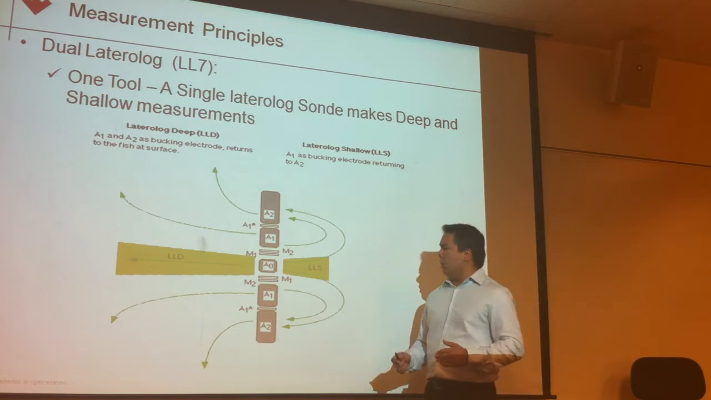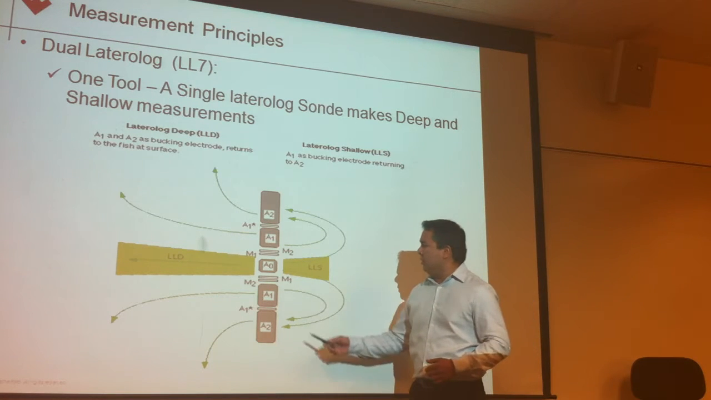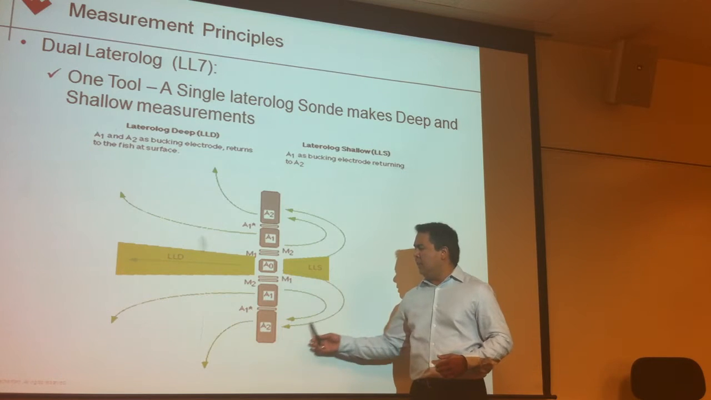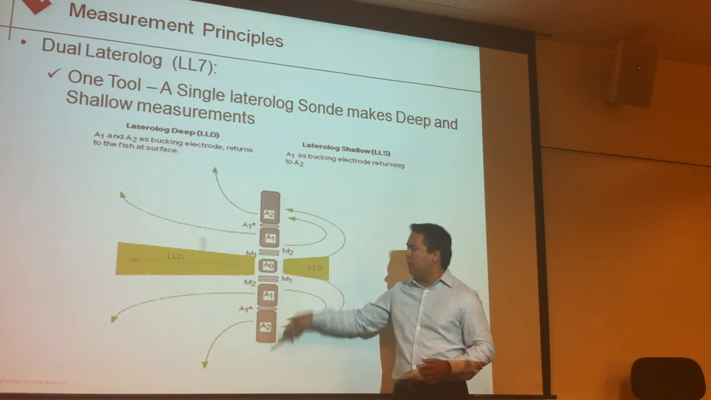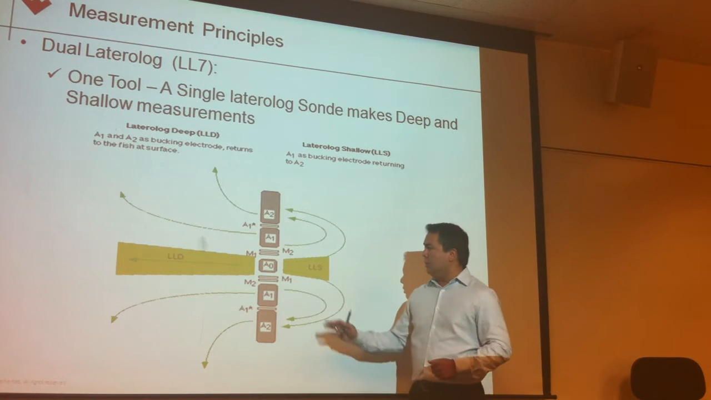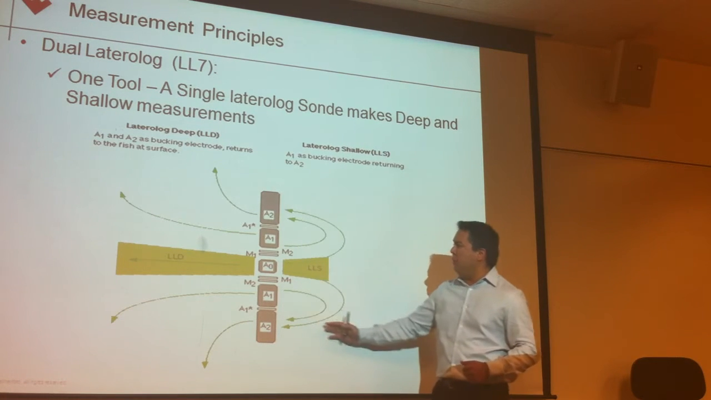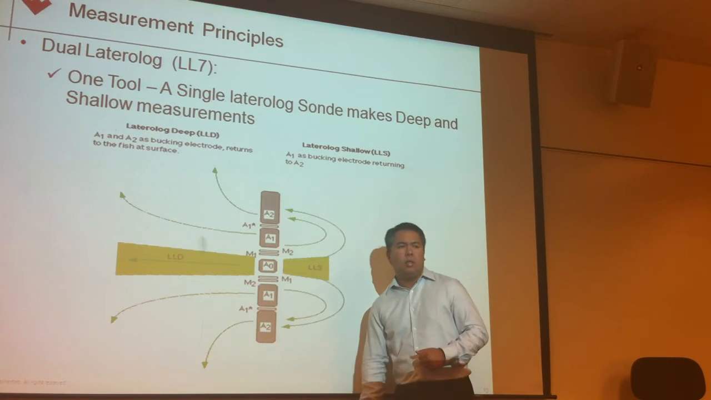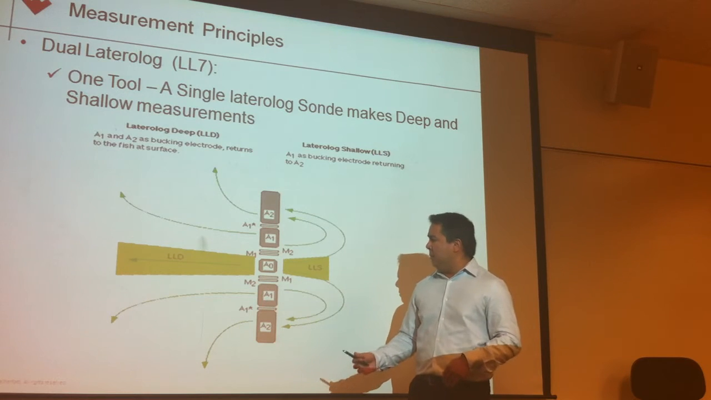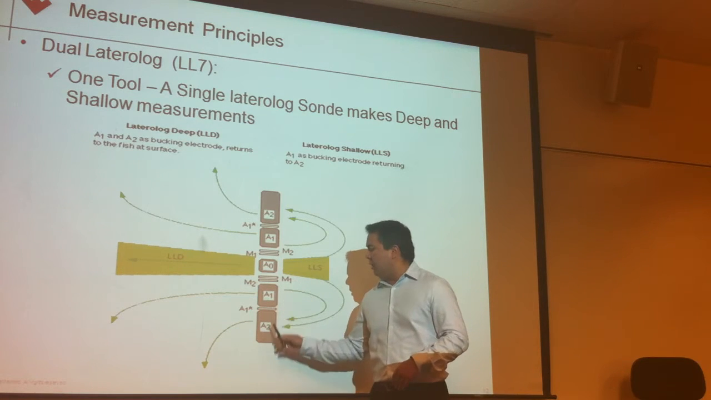So how does this work? For the shallow measurement, the measuring current is emitted and returns to the electrodes above and below, A2 and A2 prime, and also the bucking current. So we are measuring mostly the part near the tool, the wellbore, right? At the same time, we have another measurement.